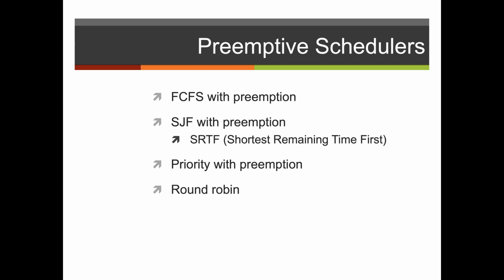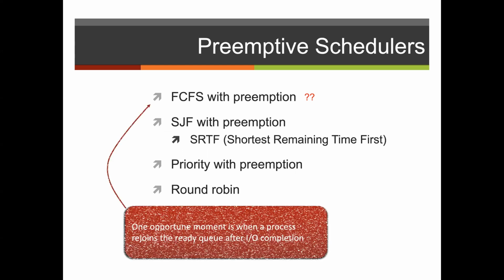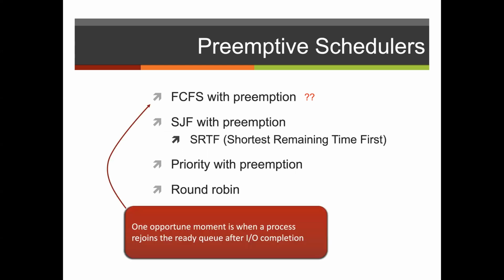And so let's consider the algorithms that we've discussed, first come, first serve, shortest job first, and priority, and considering those with preemption, and also discussing round robin. And so when we consider first come, first serve, we're talking about opportune moment is going to be when a process rejoins the ready queue after IO completion.